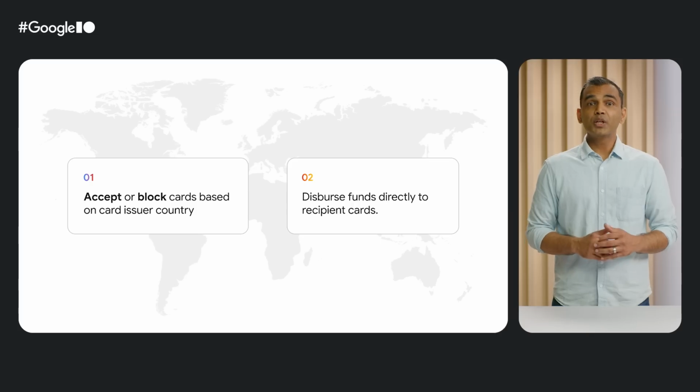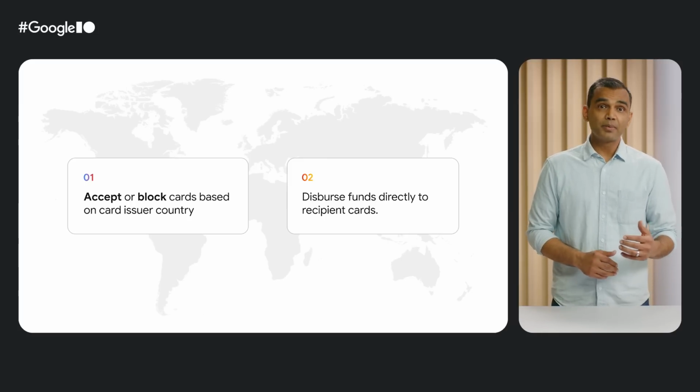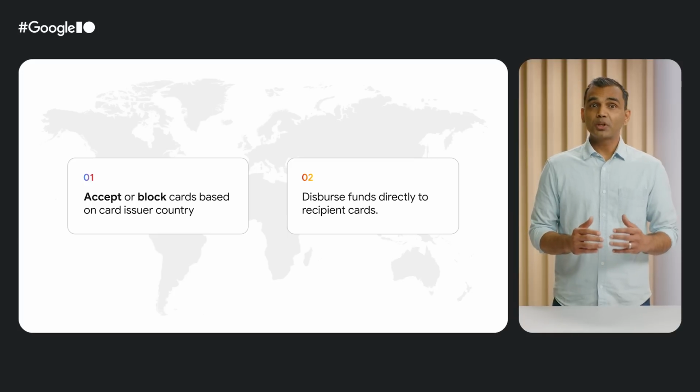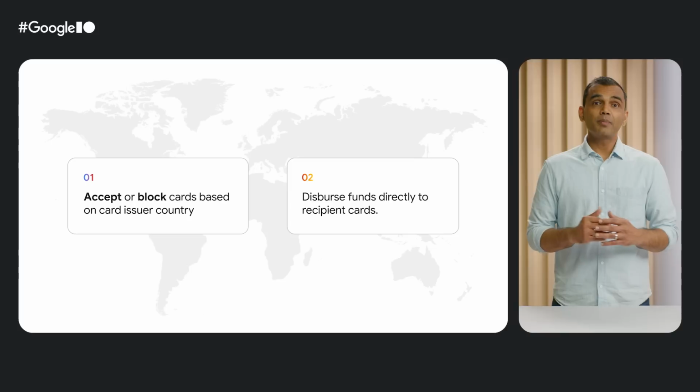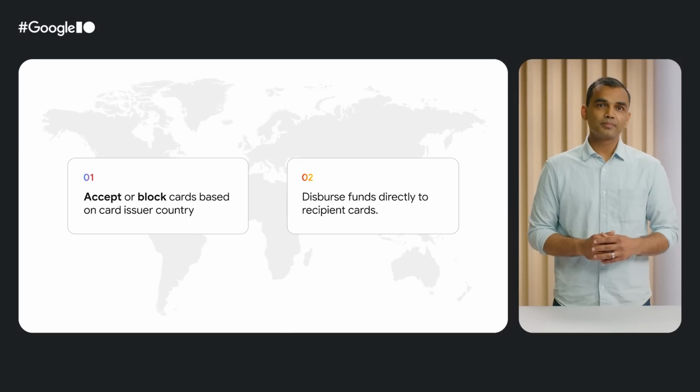We heard your request to provide you final control over what payment cards you want to accept. So we are constantly adding new features. You can now accept or block cards based on the card issuer country. We are enhancing our API to allow you to disburse funds to your users. This enhancement will allow you to send money directly to your recipients' cards.